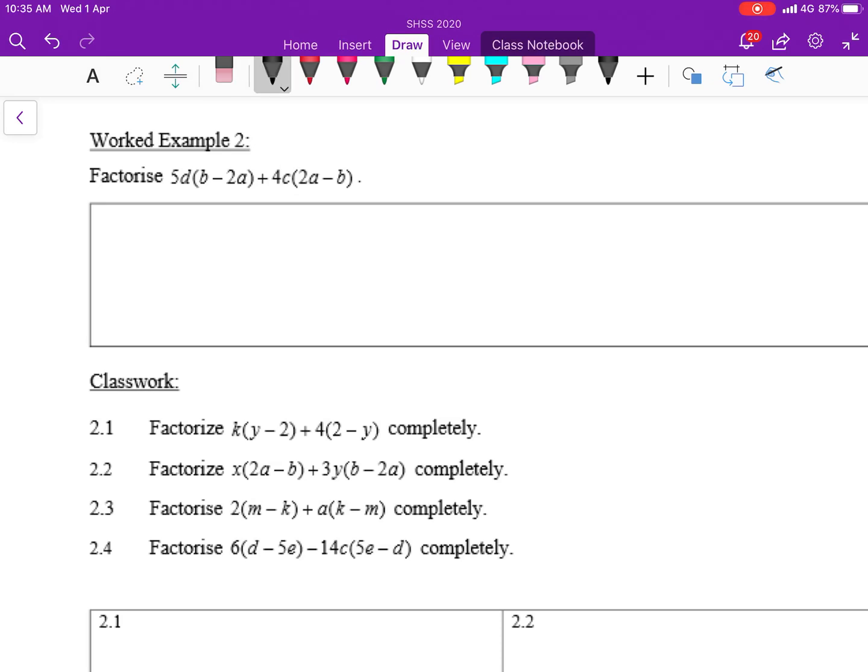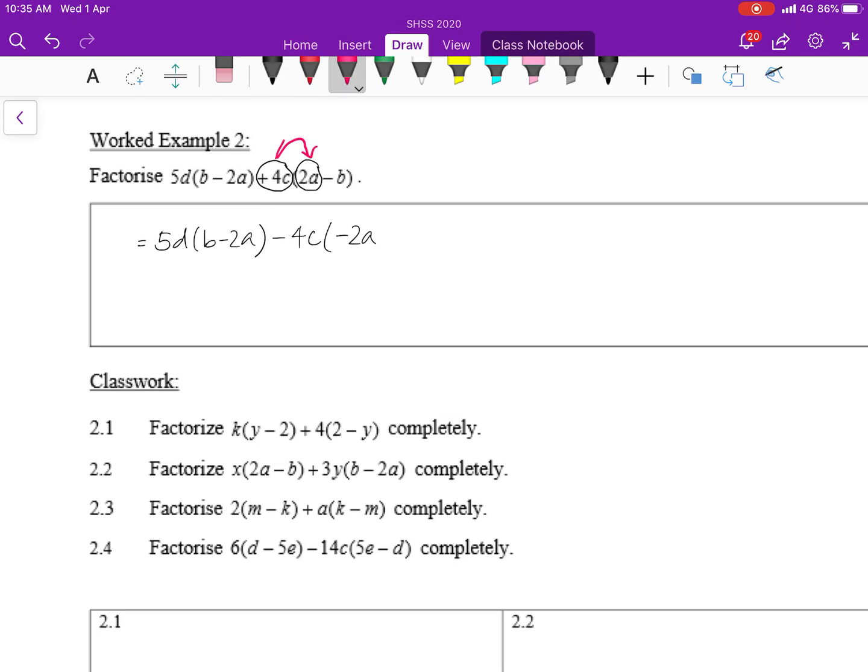Now, remember what I told you about positive times positive giving you positive? See, let me show you. Positive 4c multiplied by positive 2a gives you positive 8ac. Okay, before that, I'm just going to leave the 5d and b minus 2a alone. Now, positive 4c times positive 2a is the same as negative 4c multiplying by negative 2a. Because positive times positive gives you positive, but negative times negative also gives you positive. So they are the same. I can just switch the signs around.